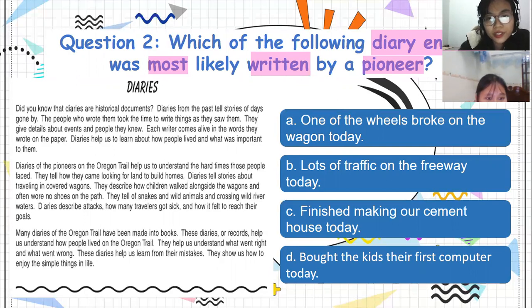Okay, what is your question? Let me see, what is this here? One of the wheels broke on Monday. Lots of traffic on the freeway today. I see. Is it no idea for this question? Where is it? I have no idea here.